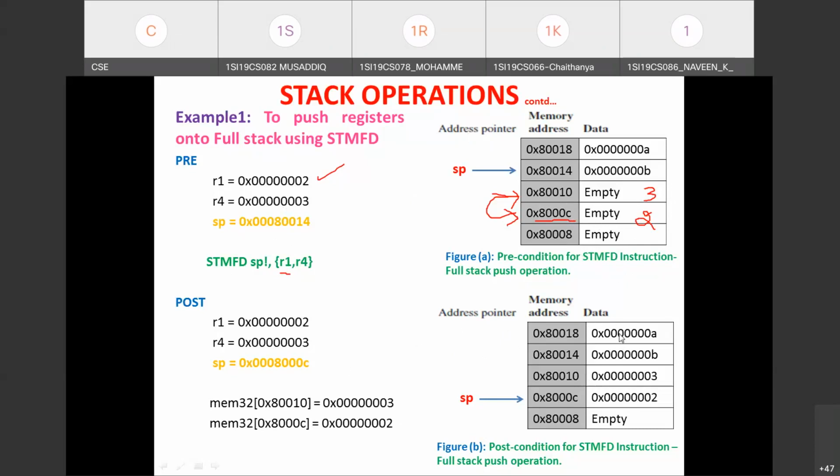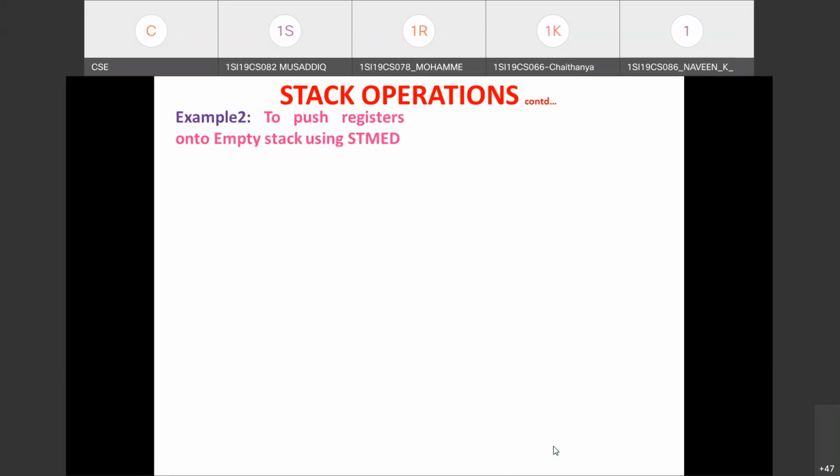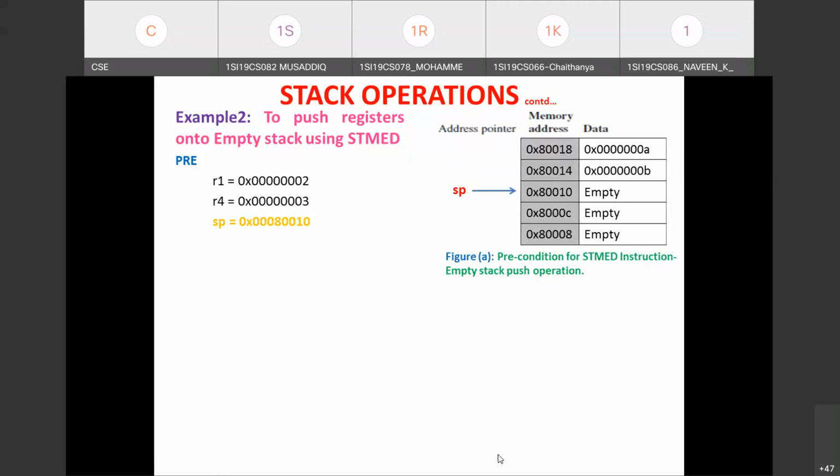Before that, just to make you understand how all these addressing modes work, I prepared those previous slides. What is required is these diagrams. Hope it is clear. Similarly, to push the registers onto an empty descending stack, this is the stack status. R1, R2 have 2, 3. SP has the address 80010. It is an empty stack: the stack pointer points to the next location after the last data inserted.